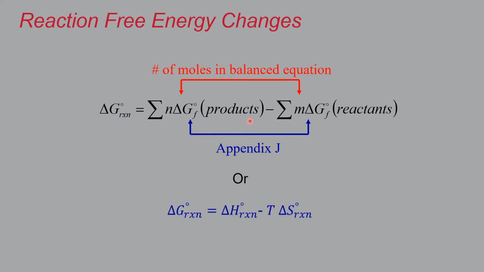The other way is if you do not have access to that table of standard free energies of formation, but you do have access to standard enthalpies of formation and entropies. You can do the enthalpy change for the reaction, you can determine the entropy change for the reaction, and then plug into this equation and also get the free energy change for the reaction. So that's two ways, and this is, again, for standard conditions.